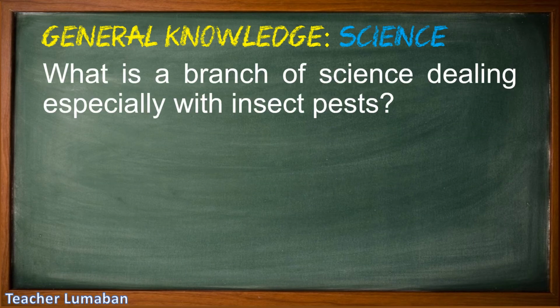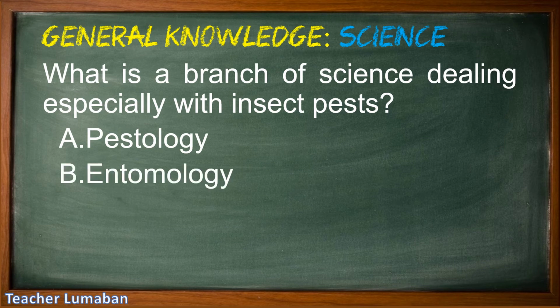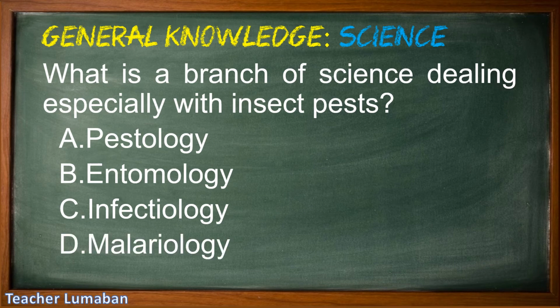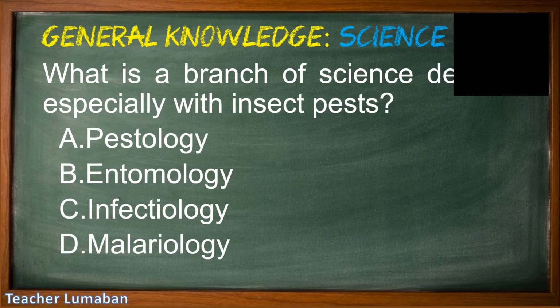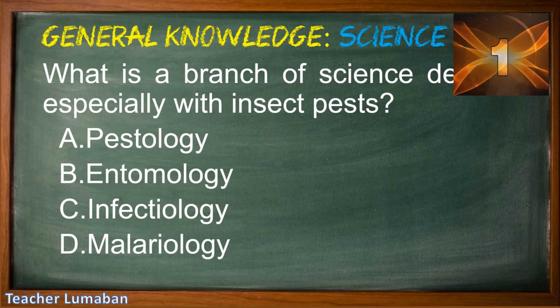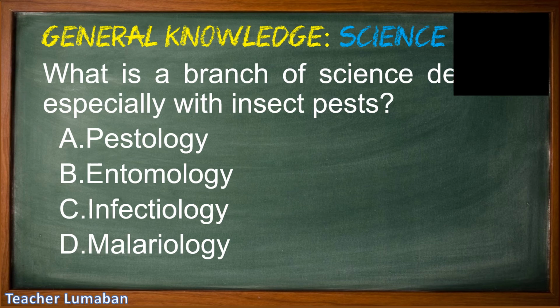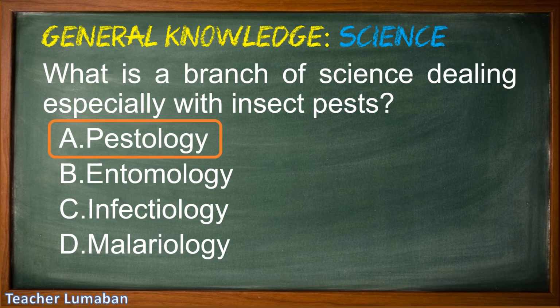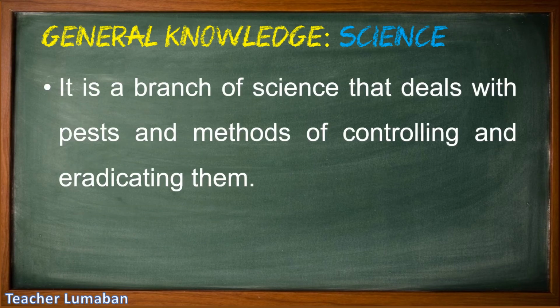What is a branch of science dealing especially with insect pests? Letter A, pestology. Letter B, entomology. Letter C, infectiology. Letter D, malariology. Please choose the suitable answer to the following choices in 5 seconds. 5, 4, 3, 2, 1. The correct answer is letter A, pestology. It is a branch of science that deals with pests and methods of controlling and eradicating them.